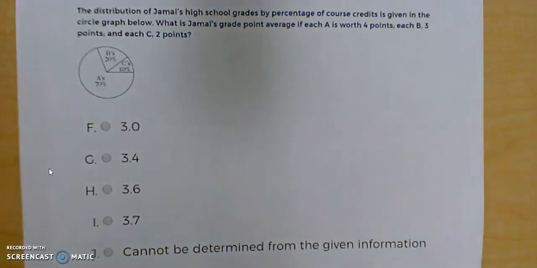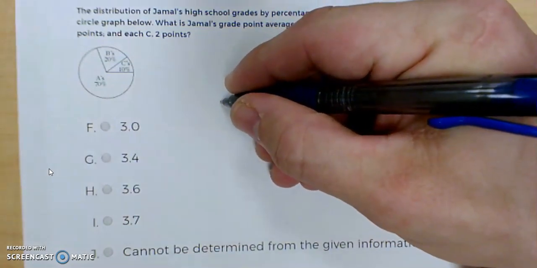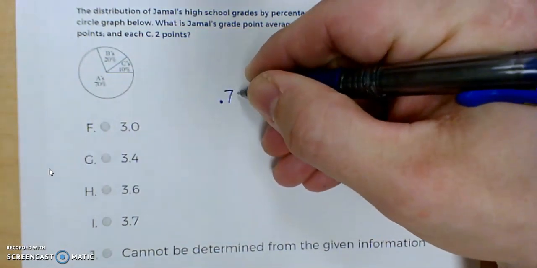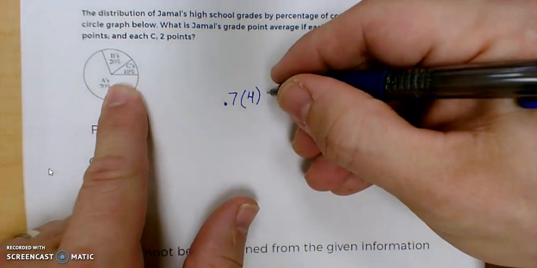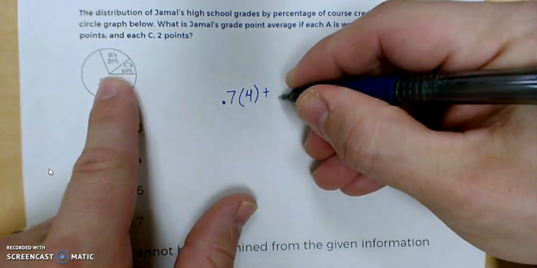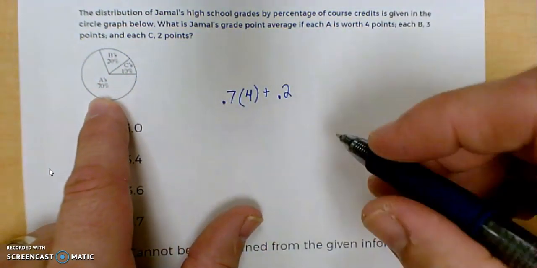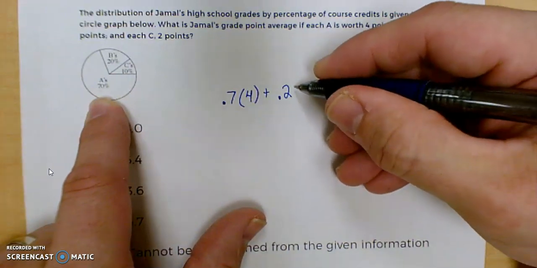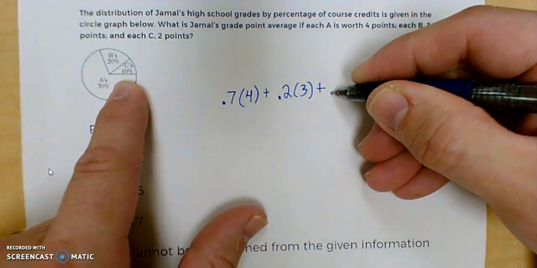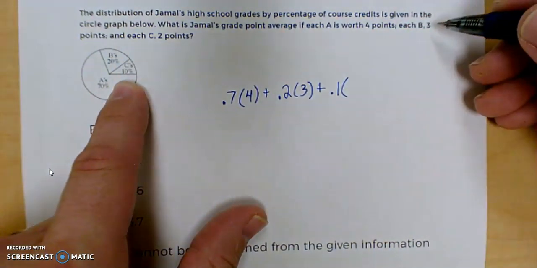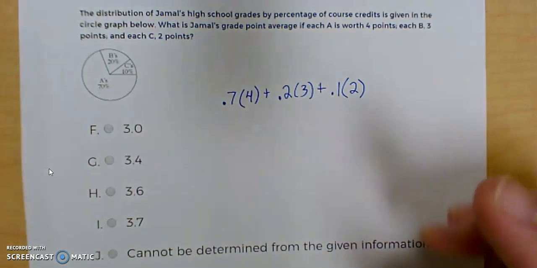So I think the easiest and most straightforward way to do this is to say, all right, 70% of his classes, so 0.7, he got 4 points, plus for 20% of his classes, so 0.2, remember I'm moving the decimal to the left 2 places here on each of these, he got 3 points for the B's, and for 10% of the classes, or 0.1, he got 2 points. Now we're just going to multiply each of these.